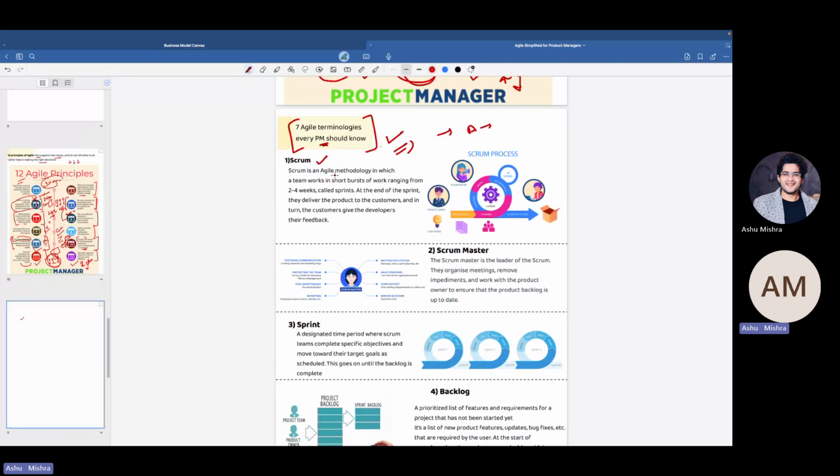The first is Scrum. Scrum is an agile methodology in which a team works in short bursts of work ranging from 2 to 4 weeks, called sprints. At the end of the sprint, they deliver the product to the customer, and in turn, the customer gives the developer their feedback. So what essentially is happening, guys, is this whole Scrum process. Let's say there is a product one, right? And that product one has feature one, feature two, feature three, and each of these features requires, let's say, 14 days to build. So this whole cycle, until this product is picture perfect, is called a Scrum process.